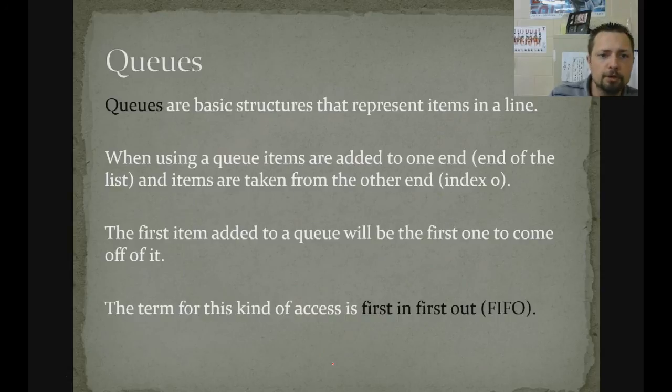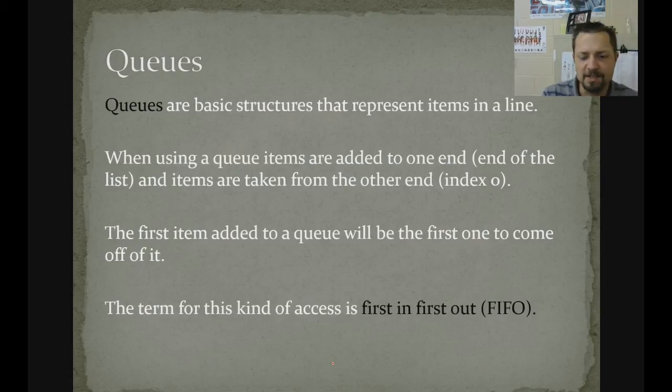Queues. Queues are basic structures that represent items in a line. When using a queue, items are added to one end of the list and items are taken from the other end of the list. The first item added to a queue will be the first to come off of the queue. The term for this kind of access is first in, first out.